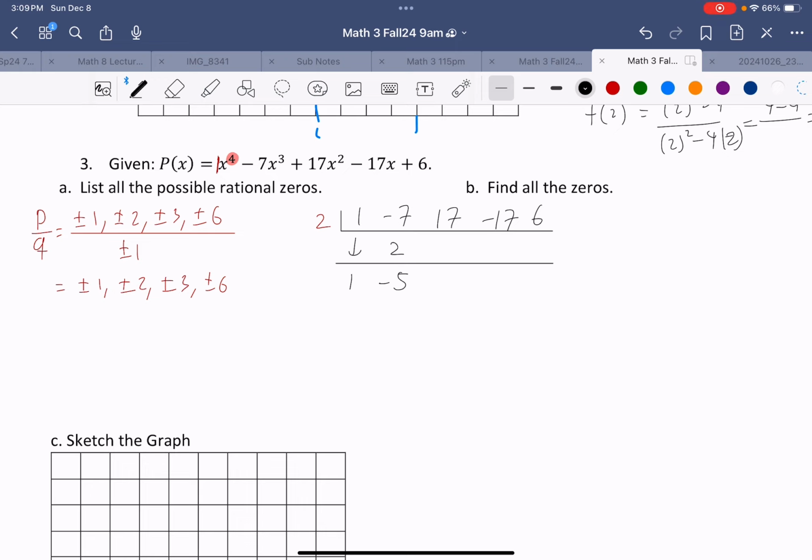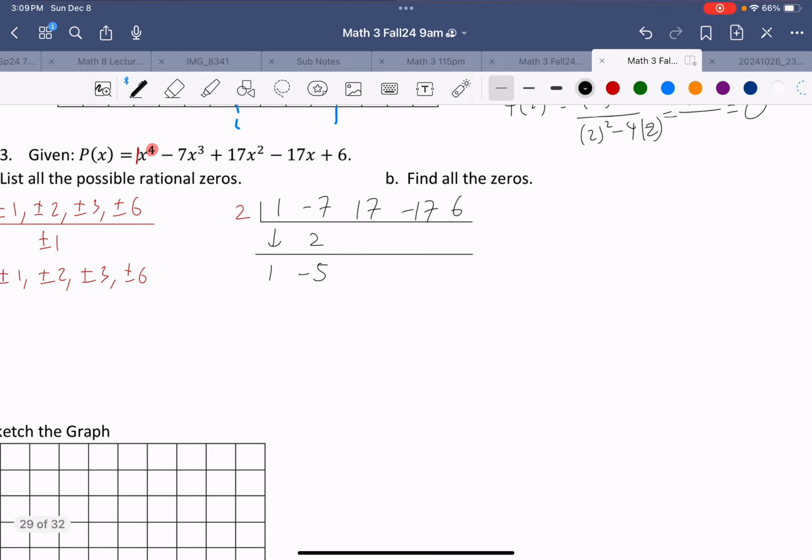You multiply. That gives me negative 10. We add, that gives us positive 7. We multiply, that gives us 14. We add negative 17 with 14, it gives us negative 3. We multiply back to our potential 0, right? Constantly multiplying back to that potential 0 gives us negative 6. And bingo, that's exactly what I'm looking for, and now I have my first 0.